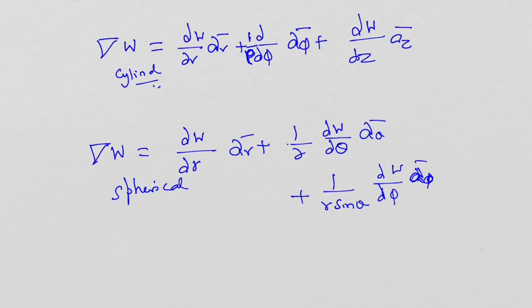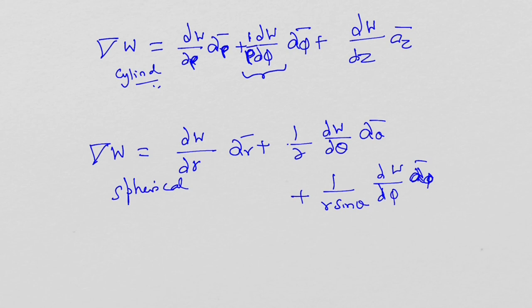Similar to Cartesian coordinate system, if the scalar function is defined on cylindrical or spherical coordinate system, in cylindrical coordinate system it is computed as ∂/∂rho of w into a rho. Similarly, 1 by rho into ∂/∂phi of w into a phi, plus ∂/∂z of w into az. Since the phi component is considered to be an arc, 1 by rho is considered to be the normalization factor. So it becomes 1 by rho into ∂/∂phi of w into a phi.